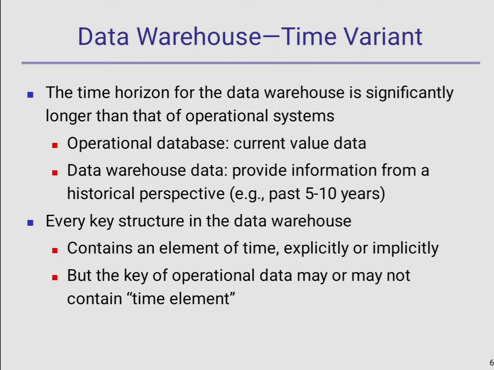Time variant: the time horizon for the data warehouse is significantly longer than that of an operational system. An operational database contains only the current value of data, whereas data warehouse data provides information from a historical perspective, for example from the past 5 years or the past 10 years. So every key structure in the data warehouse contains an element of time, explicitly or implicitly, but the key of the operational data may or may not contain the time element.